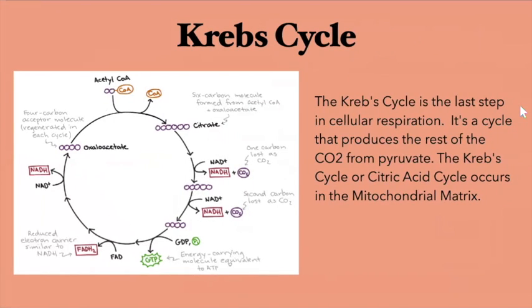So then the Krebs cycle is the last step in cellular respiration. It's a cycle that produces the rest of the carbon dioxide from the pyruvate. The Krebs cycle, or the citric acid cycle, occurs in the mitochondrial matrix, and it occurs twice for every glucose, because there are 2 pyruvate molecules.